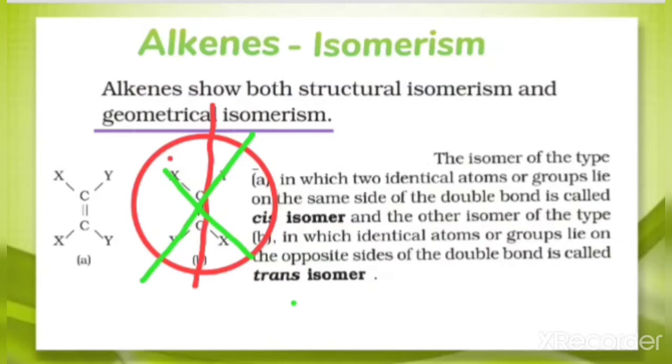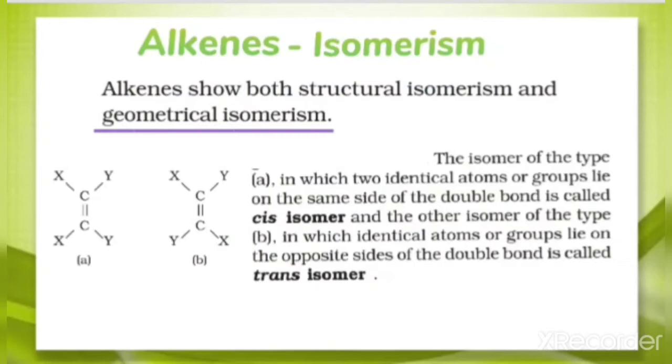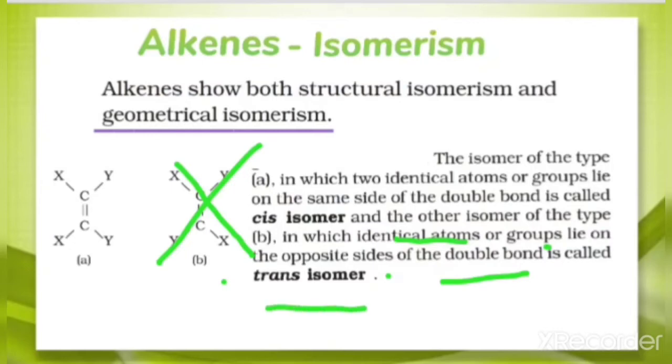Now read the definition. It will be clear now. What is a cis isomer? The isomer in which two identical atoms or groups lie on the same side of the double bond is called the cis isomer. That is A1, the cis isomer. On the other hand, in B1, the identical atoms or groups are lying on the opposite side. You can see the two X are on the opposite side and the two Y are on the opposite side of the double bond. That is important. It should be the opposite side of the double bond. Then it is called the trans isomer.